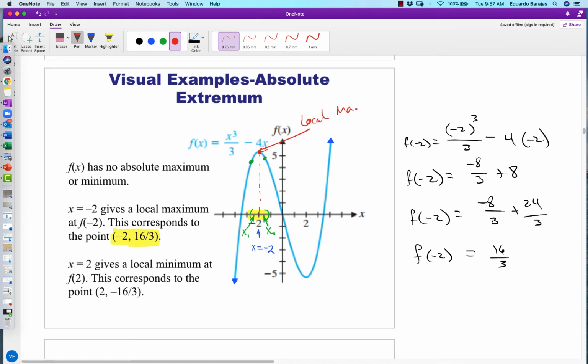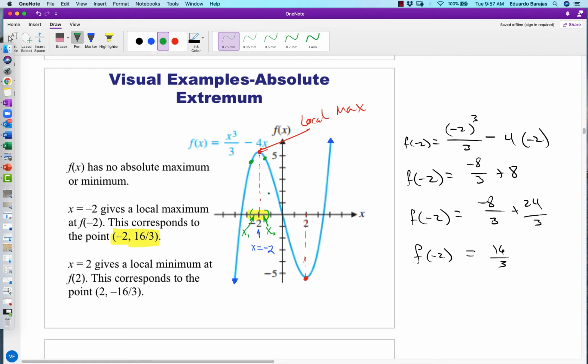Local max. On the other hand, we also have a local minimum over here at x equals positive 2. Again, at this point, don't worry about how to prove it based on the equation. We're just proving by picture at this point. Looking at the picture, I can tell that positive 2 will result in a local minimum.